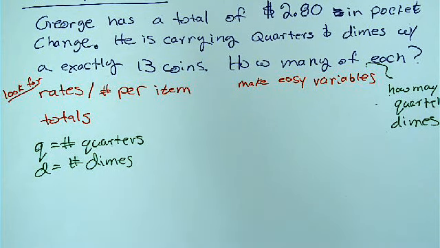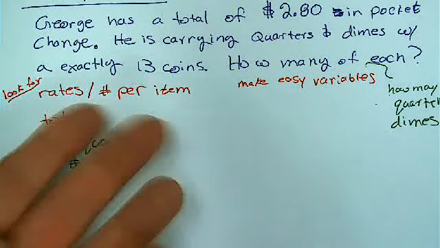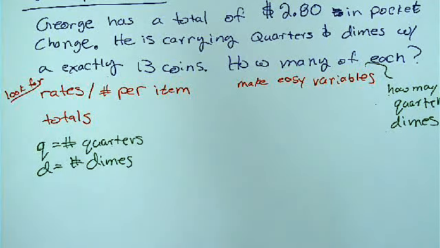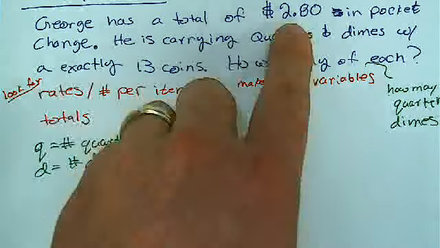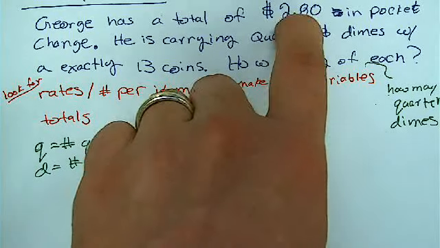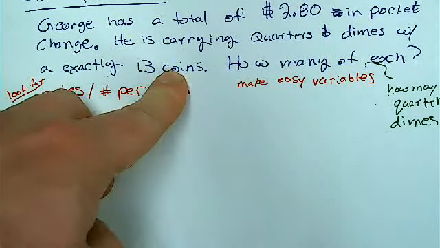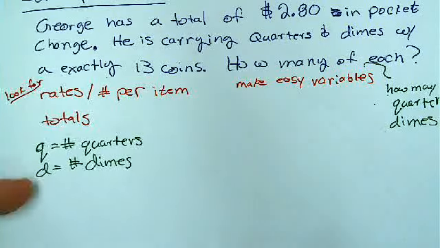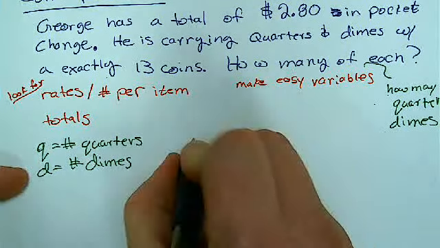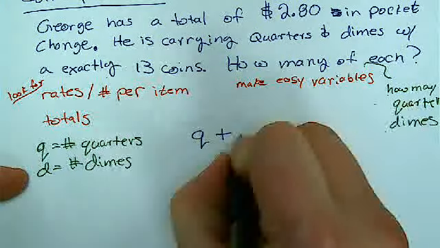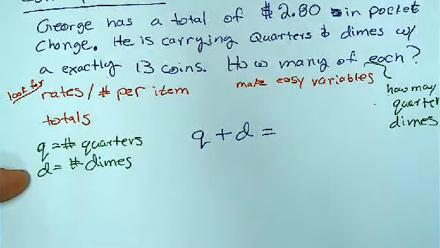If he empties his pocket, takes out all this change and drops it on the table to count it, what's he going to have? He's not going to have nothing. He'll have a total of $2.80. How many things is he going to have? 13 things. So if we add up the number of quarters and we add up the number of dimes, we should get, I can write that as an equation, the number of quarters and the number of dimes should equal 13.